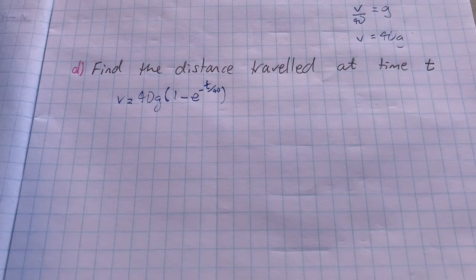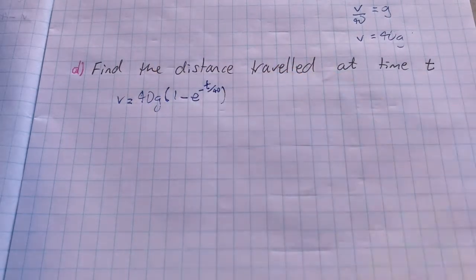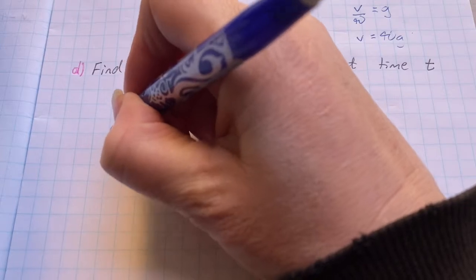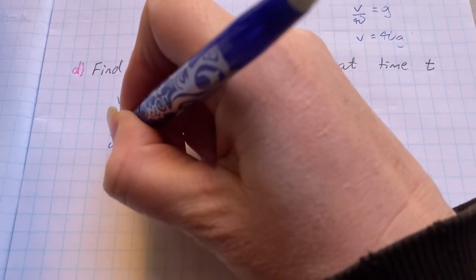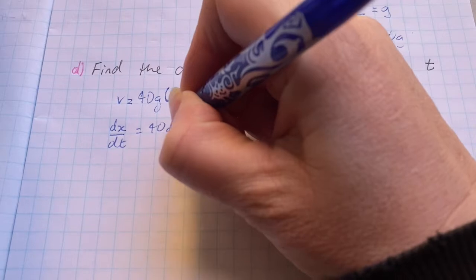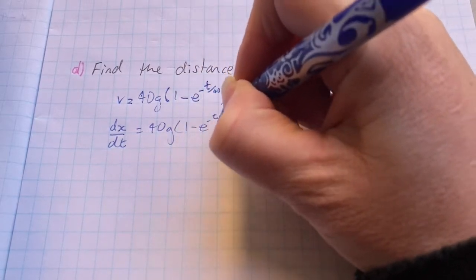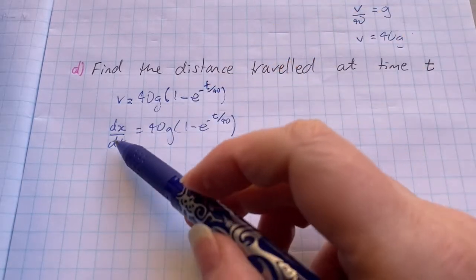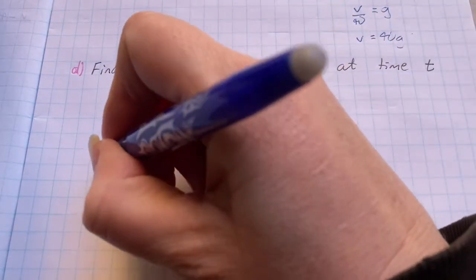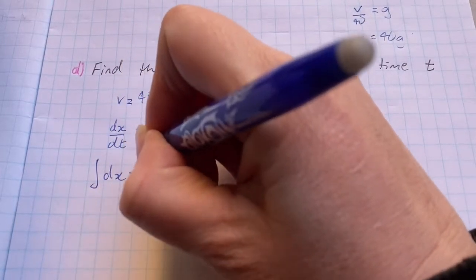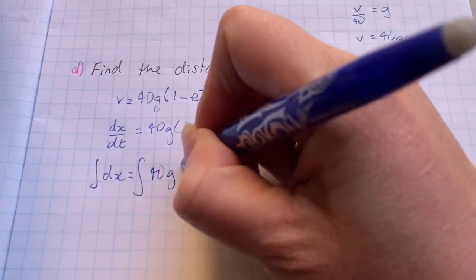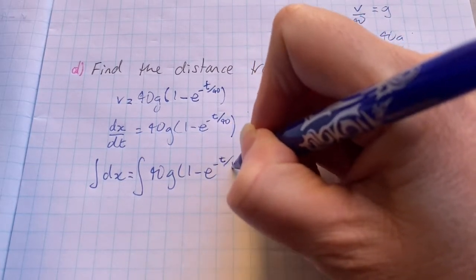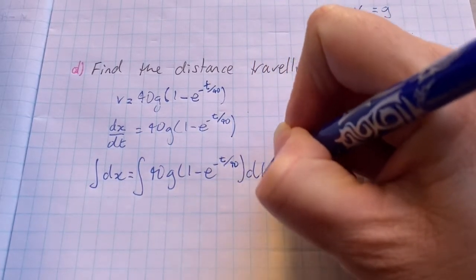So basically just an equation for its displacement, or in this case distance and displacement, really the same thing, because it just keeps falling. So here's our velocity curve. Now remember, velocity is equal to the derivative of displacement over time. So that equals 1 minus e to the negative t on 40. Now this is fairly straightforward, because bringing the dt up, I've got the integral of dx equals the integral of 40g (1 minus e to the negative t on 40) with respect to time.